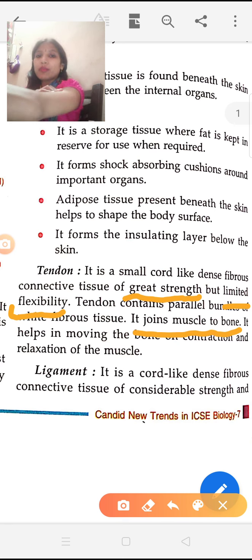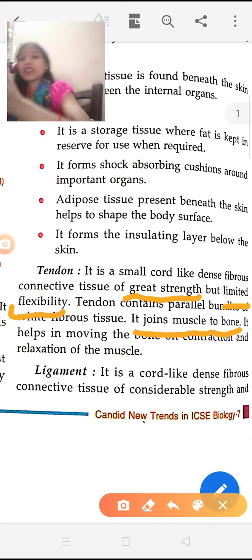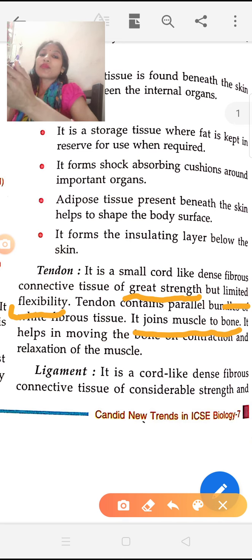The most important thing about the tendons is that they join muscles to bone. Suppose that there are muscles, everywhere muscles are present. How are they connected to our bones? How? With the help of tendons, right? The tendon is the thing which connects the muscles and bones together. So hence it provides flexibility to movement as well.